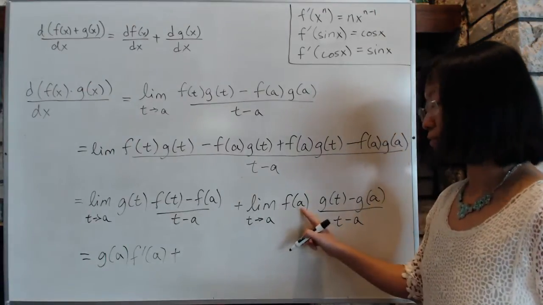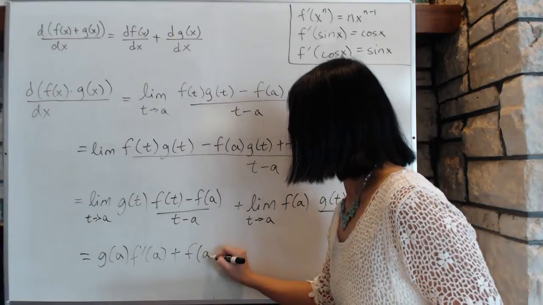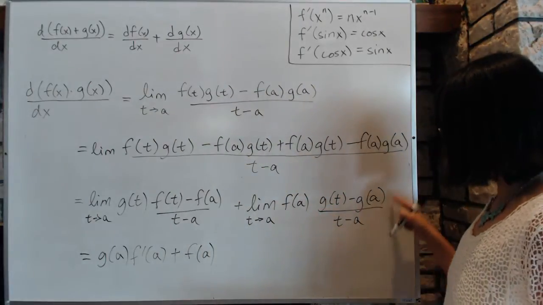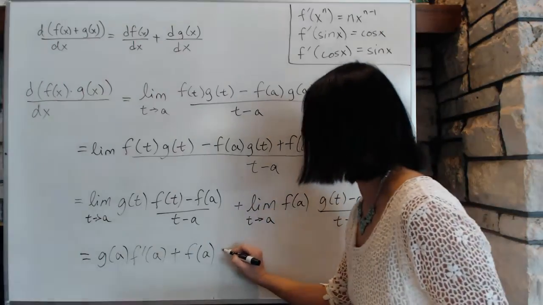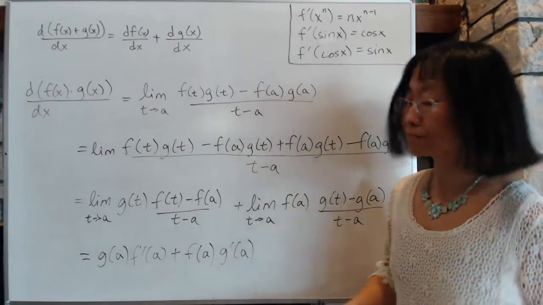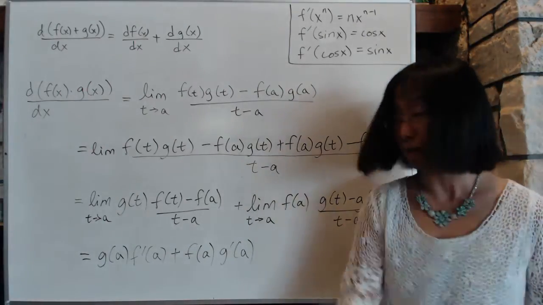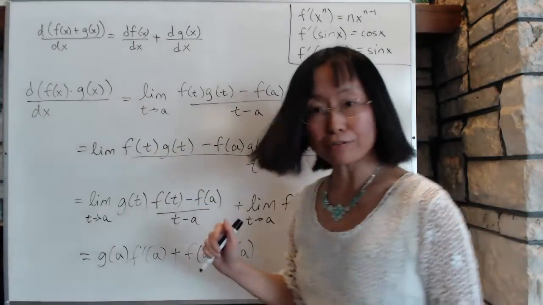As t goes to A, f(A) is still f(A) because it's a constant for the limit. So that's f(A) times this thing right here, which is g prime of A as you take the limit. So this becomes g prime of A, and that becomes the result of taking the derivative of a product.